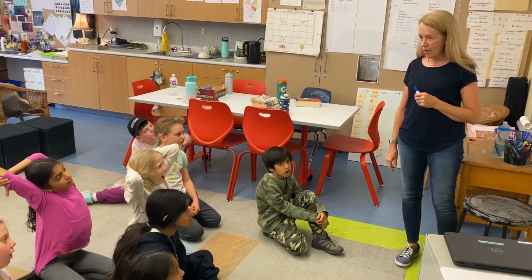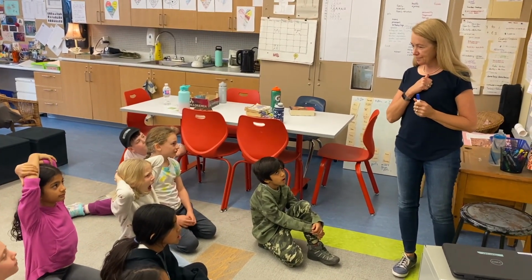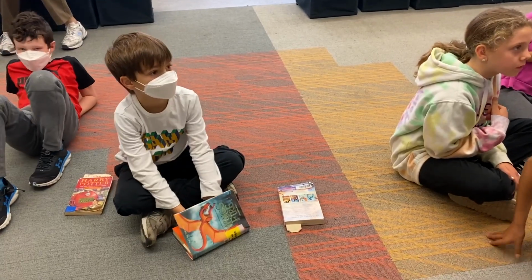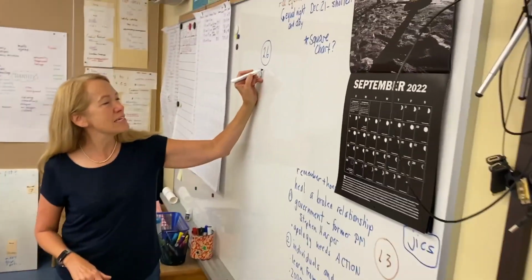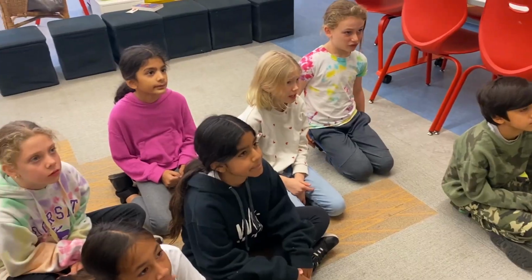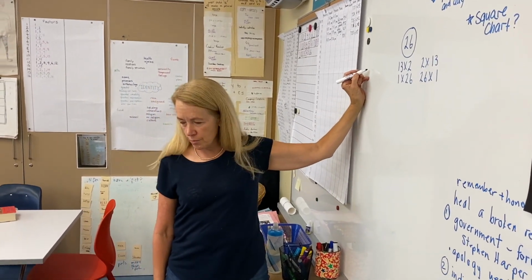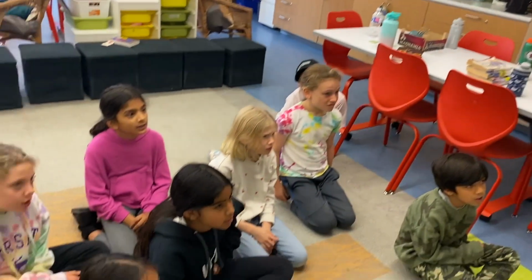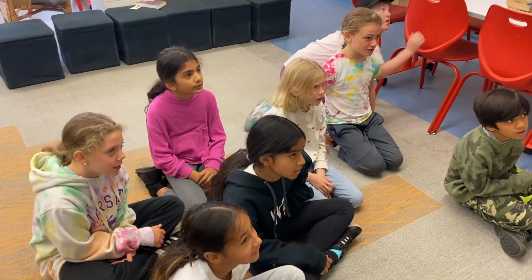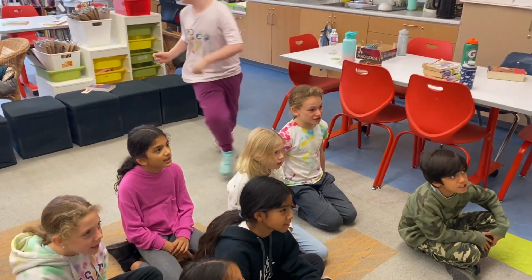So can you think of some factors for 26? 13. 13 and 2. 13 times 2? Every couple of months, the focus changes, but we're always working with the factors as the base of the math discussion. Okay. So tell me the factors now in order, from lowest to highest. 1, 2, 13, 26.